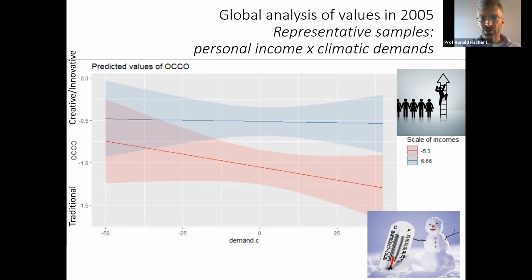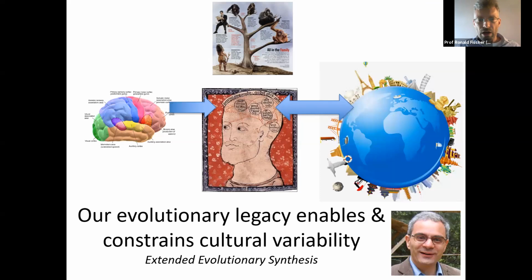So bringing me back to the initial point, our evolutionary legacy enables and constrains cultural variability. And here I want to just briefly mention a British researcher, Kevin Laland, who's doing really interesting work on this interaction between these demands and resource issues, particularly in various animal models. But more recently, his work has also been expanded to human populations. And the term extended evolutionary synthesis that he helped to create provides really new, interesting insights that help us understand why humans on average sometimes behave in somewhat unexpected or different ways.